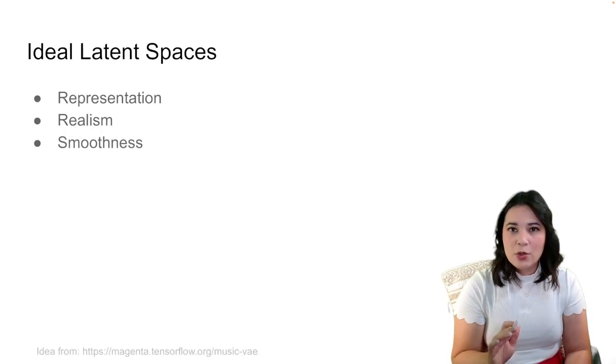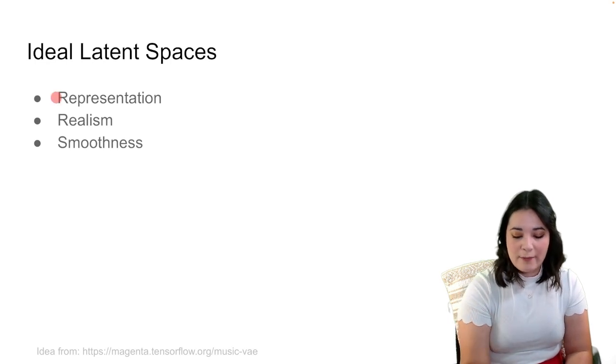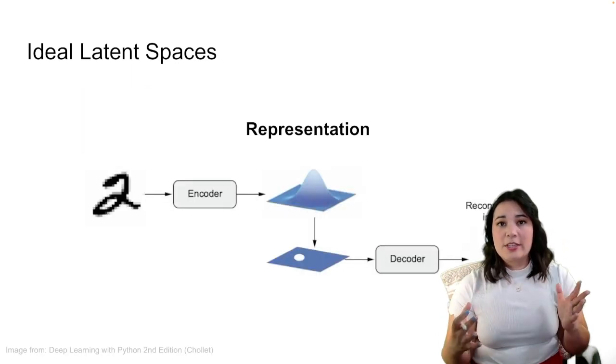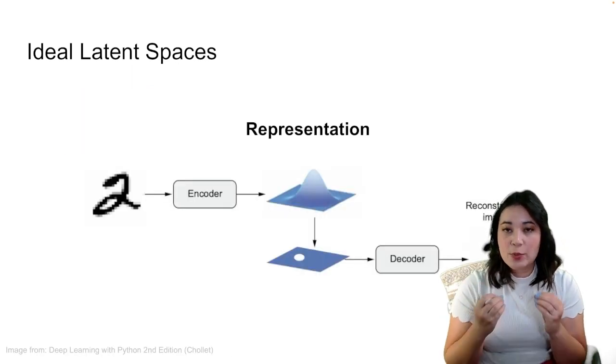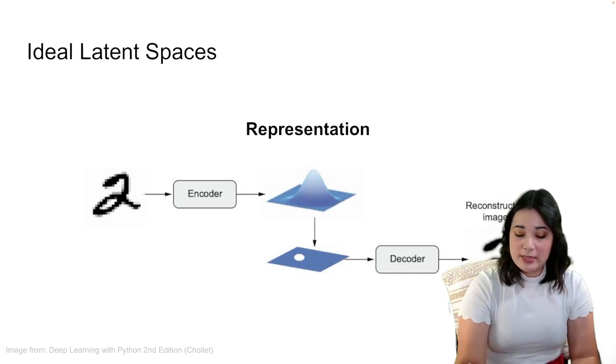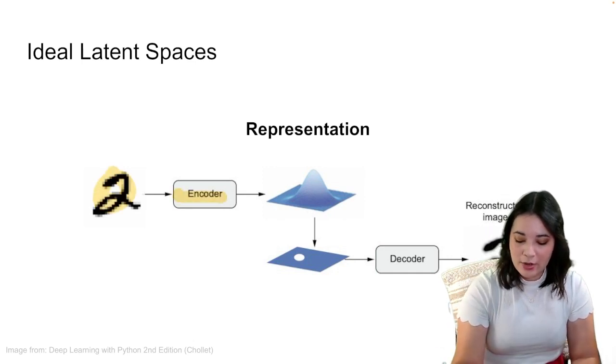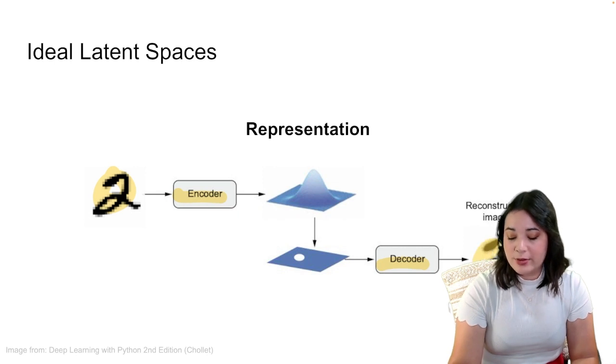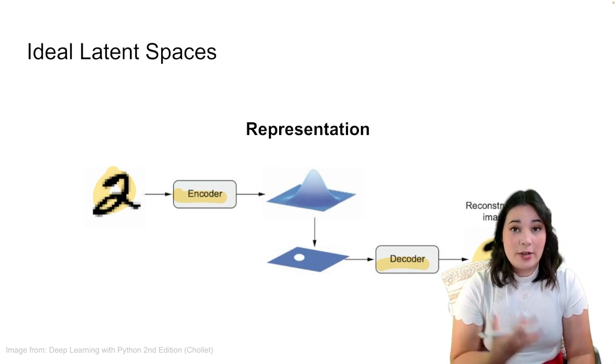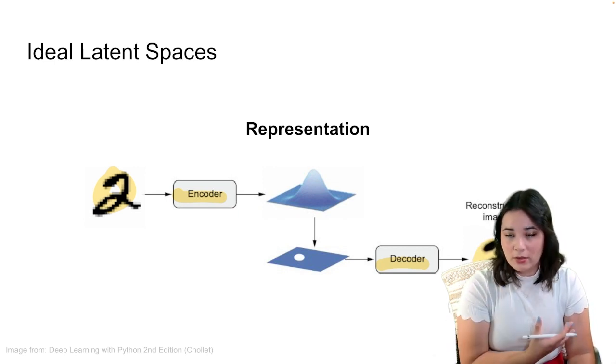So I kept using the words well-behaved as a way to describe the latent space that's generated by a variational autoencoder. But what does that really mean? Well, a well-behaved latent space should really have three properties. First, representation, then realism, and lastly, smoothness. First, an ideal latent space will provide us with good representation. This means that we can take an input, send it through the encoder and then the decoder, and recreate it accurately. This is something that variational autoencoders share with regular autoencoders.